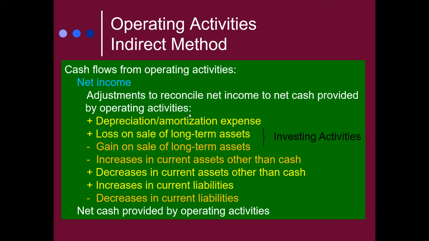Then the next thing that you have to look at is any gains or loss on sale or disposal of long-term asset. So you have to look at any loss or gain on sale of long-term asset. This is actually coming from the investing activities, but it is recognized under operating activities.